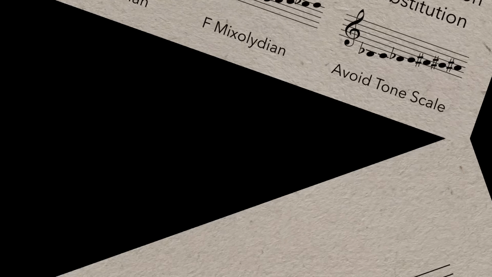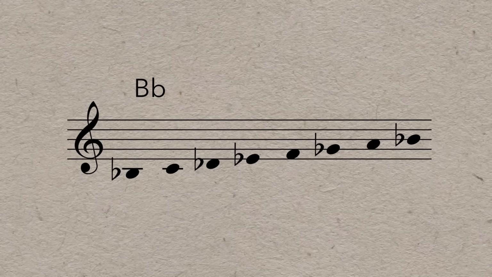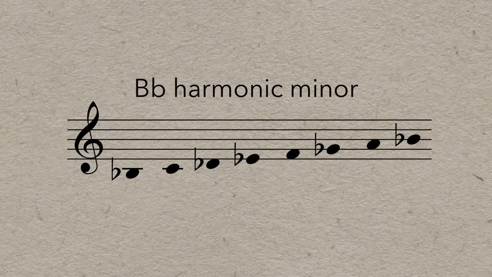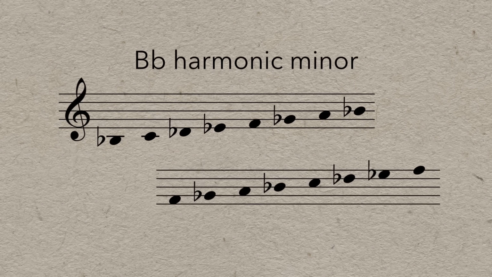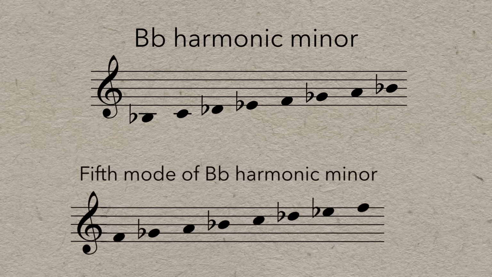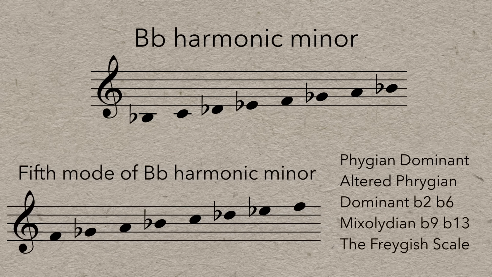The concept of a mode can be applied to any type of scale. For instance, this is B flat harmonic minor, but we could also play that scale starting on its 5th note. There isn't a tidy Greek term for this scale, and there are a few names for this scale other than 5th mode harmonic minor, but I like to call it the Murph.